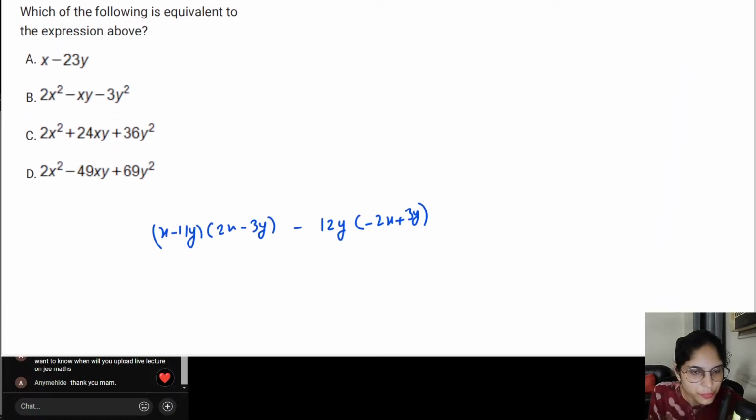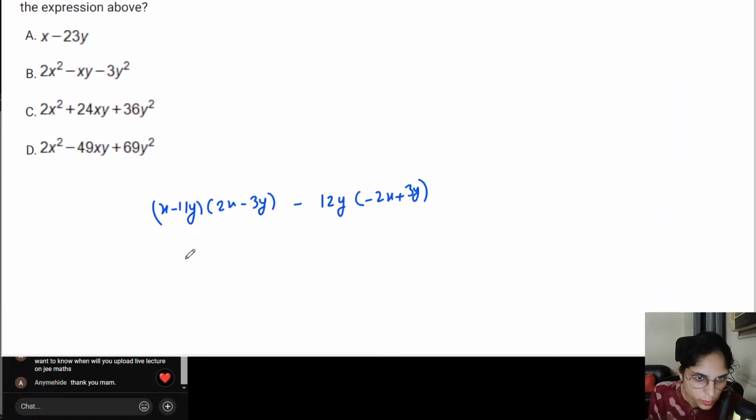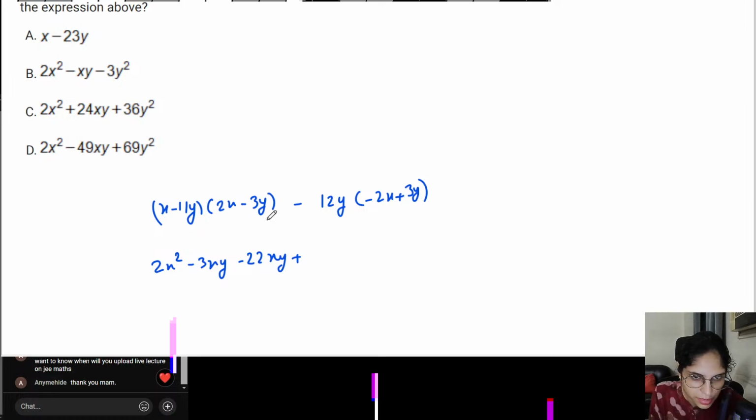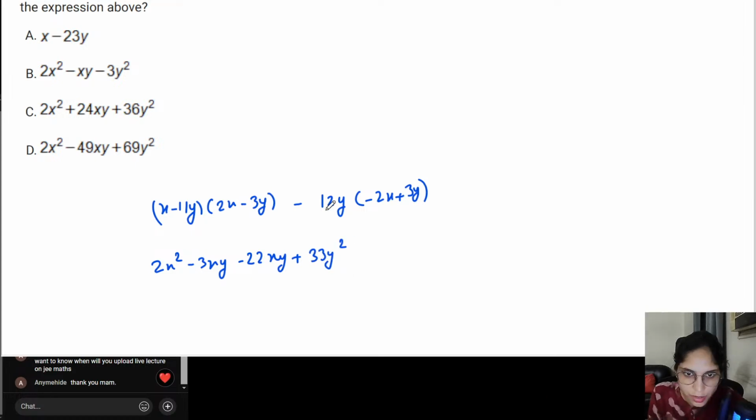So first one is FOIL. You'll have to distribute: x times 2x is 2x squared, minus 3y times x is minus 3xy, minus 11y times 2x is minus 22xy, plus 11 times 3 is 33y squared. Negative negative becomes plus, so I've written plus. Now minus negative 12 times negative 2 is plus 24xy. And this is minus 36y squared.